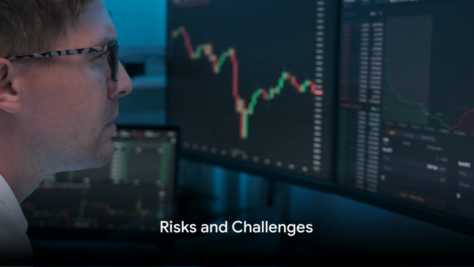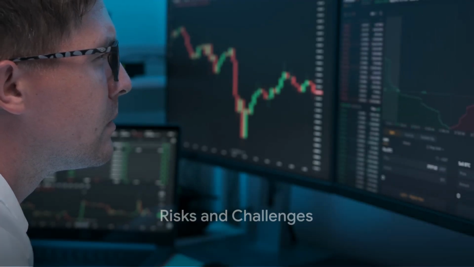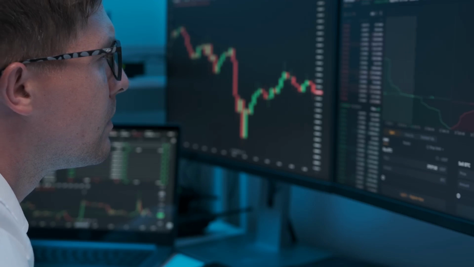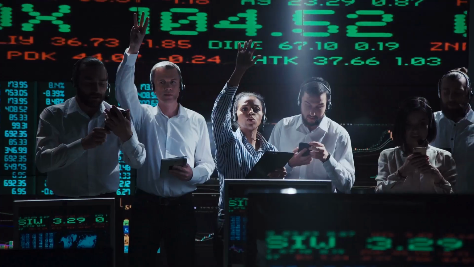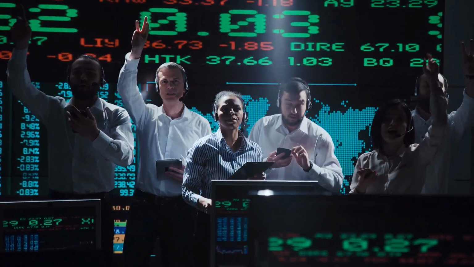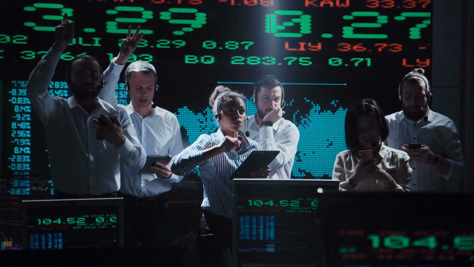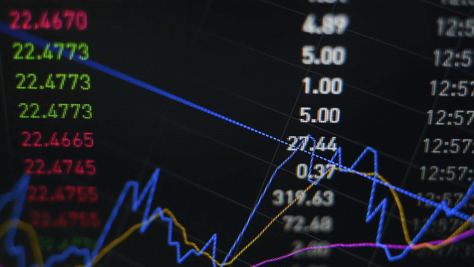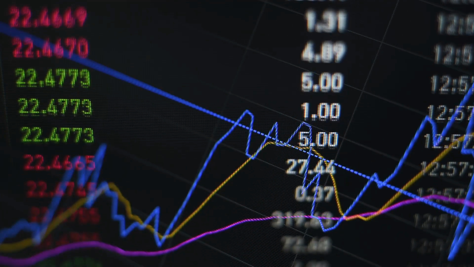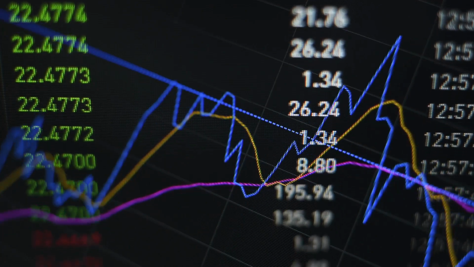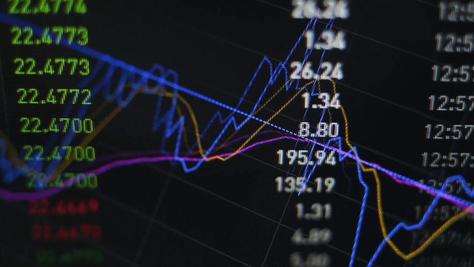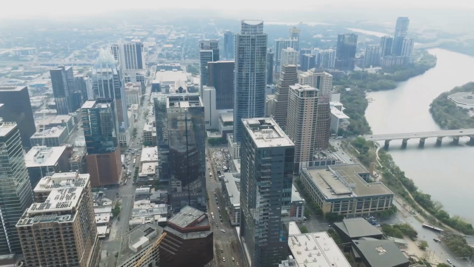But it's not all smooth sailing. Trading in low liquidity markets comes with its own set of risks. First, let's talk about price slippage. This is when the price you expect to buy or sell at isn't the price you actually get. It's like aiming for a moving target. When liquidity is low, there are fewer buyers and sellers, so a large order can significantly move the market price, causing slippage.